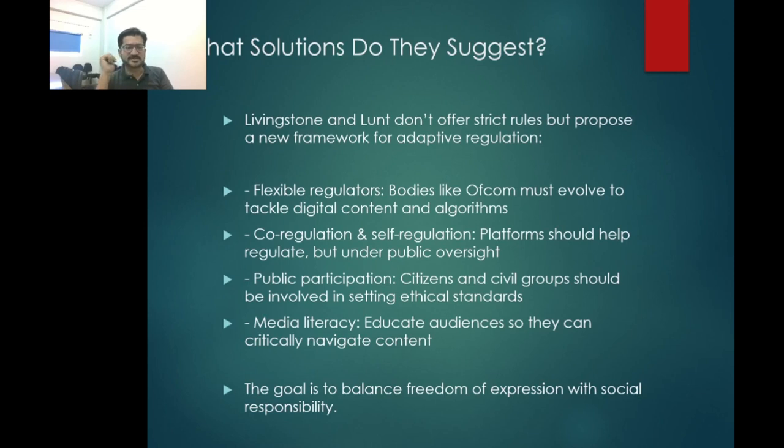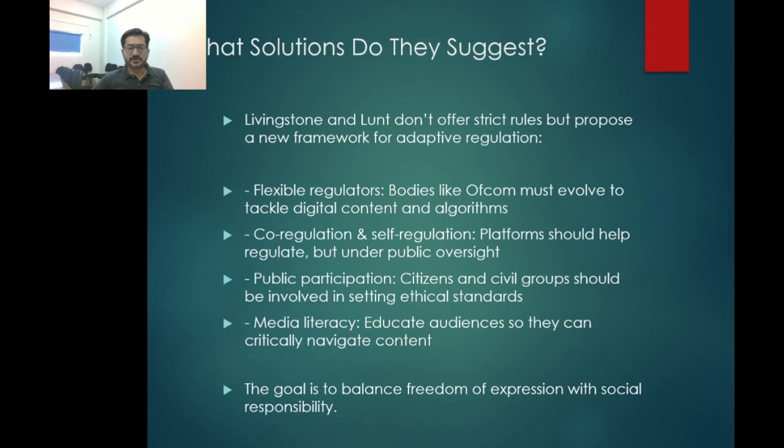So what solution do they suggest? Livingstone and Peter Lunt don't offer any strict rules, but they propose a new framework for adaptive regulation. What is adaptive regulation? Adaptive regulation means there should be flexible regulators, like Ofcom in the UK, which controls broadcast content. By the way, you should look at Ofcom's new responsibility of controlling online media as of 2024 as well. Please do search that, because the responsibilities have been different since last year. Bodies like Ofcom must evolve to tackle digital content and algorithms.